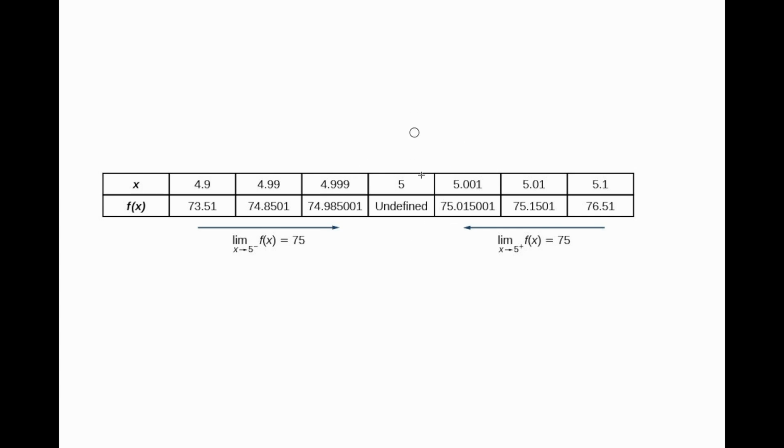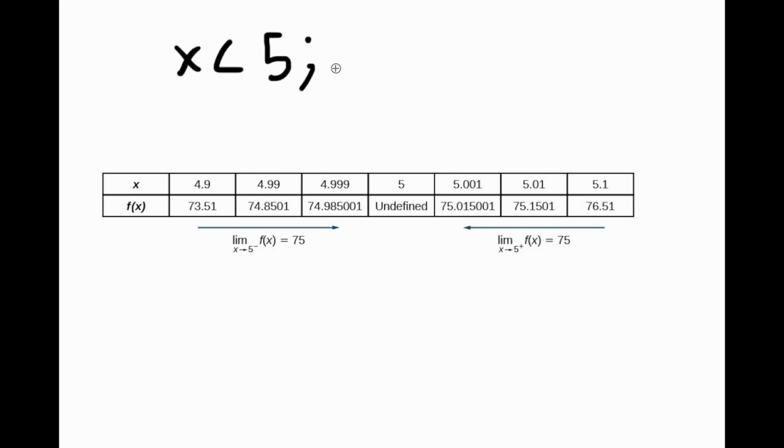So despite it not being defined at f of 5, we basically want to get extremely close to it. We don't actually want to get to 5. We want to see the limit as x approaches 5, not as x is 5. We've talked about this before. So basically for the left-hand side, it's basically less than 5.